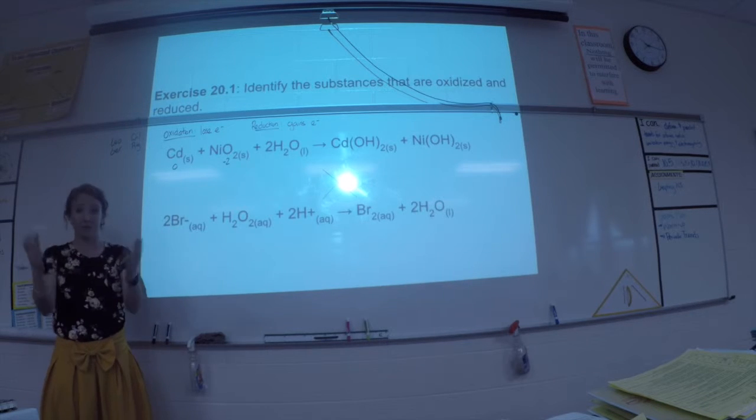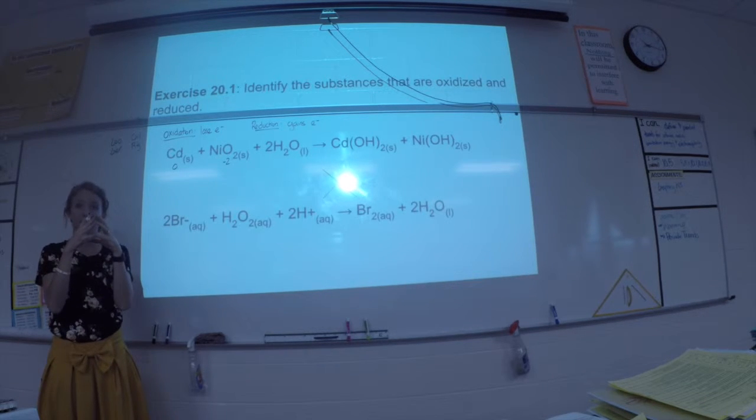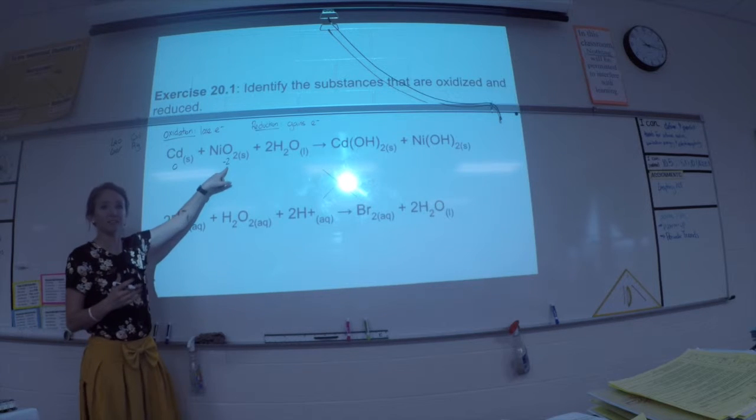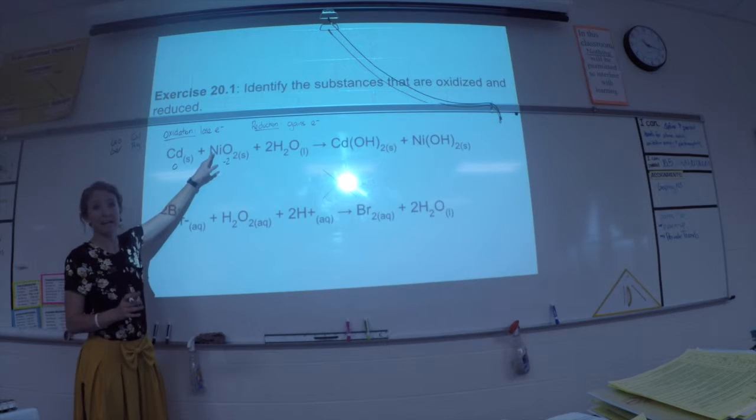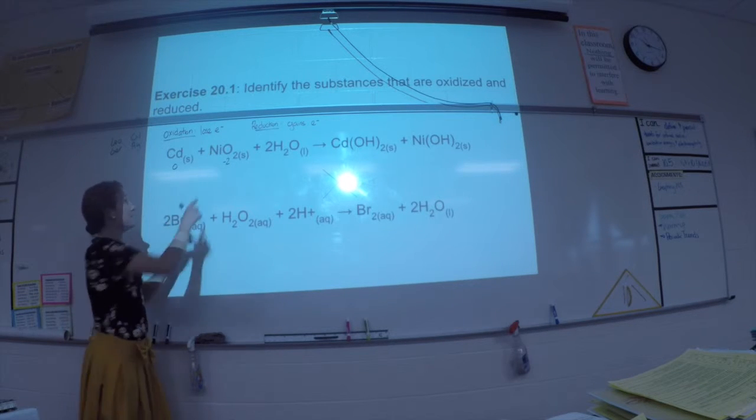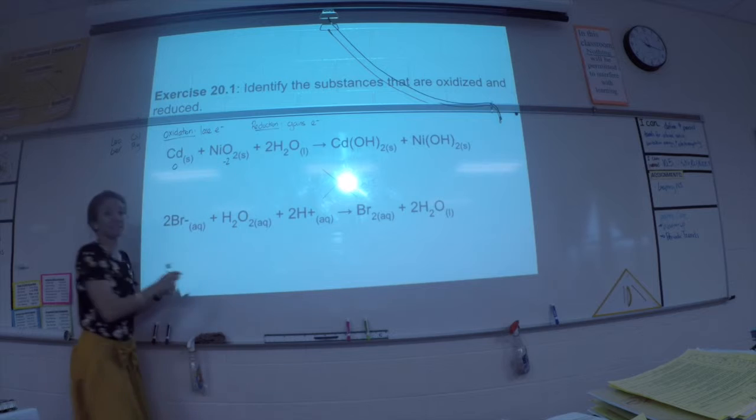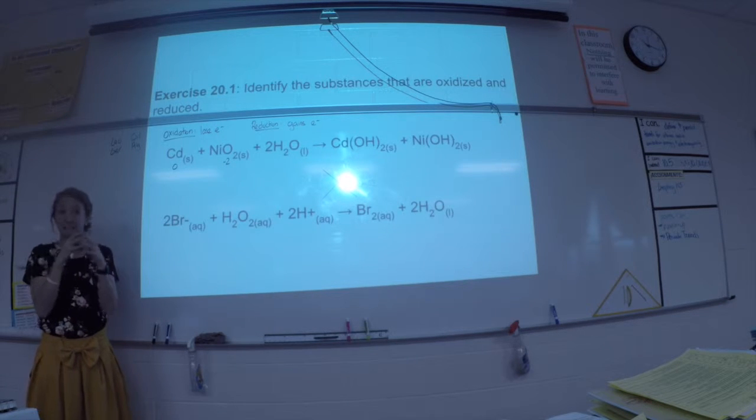Because it's not a natural element, it's a compound, and the rule for oxygen is -2. Did that answer your question? Okay. Now, do we have a rule for nickel? No, but it would just be 0, right? No. But we need the whole compound to equal its charge, which is 0.